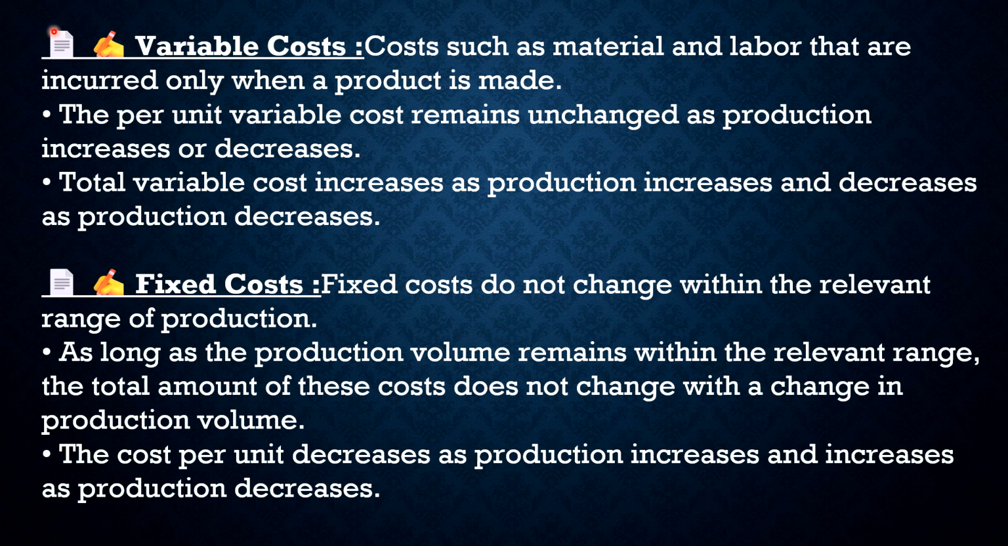In this next slide, variable cost. Variable costs, such as material and labor, are incurred only when a product is made. The per unit variable cost remains unchanged as production increases or decreases. Total variable cost increases as production increases and decreases as production decreases.